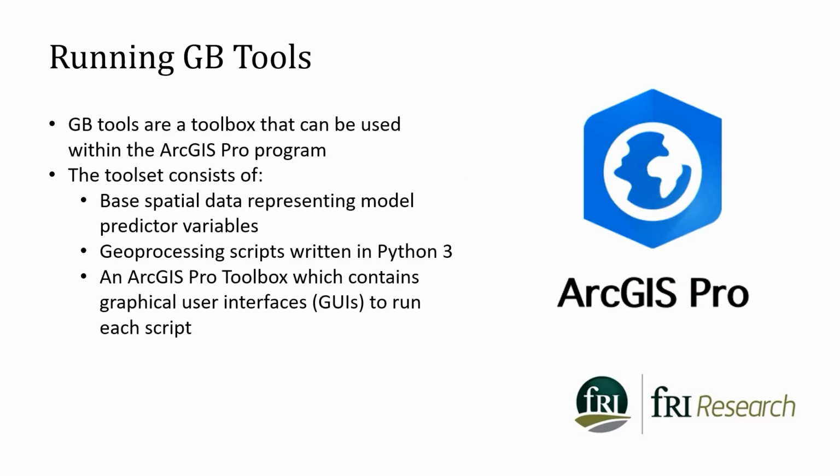So, just a little background on what it takes to run the Grizzly Bear Tools package. The Grizzly Bear Tools are a toolbox that can be used within the ArcGIS Pro program. The tool set consists of base spatial data representing model predictor variables, geoprocessing scripts written in Python 3, and an ArcGIS Pro toolbox, which contains all the graphical user interfaces to run each script.